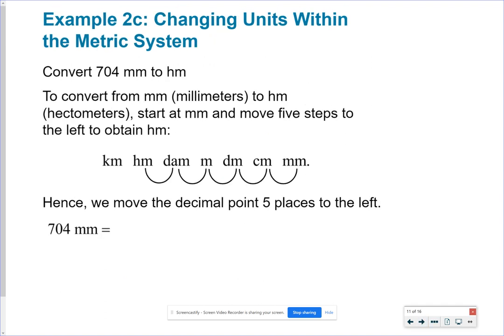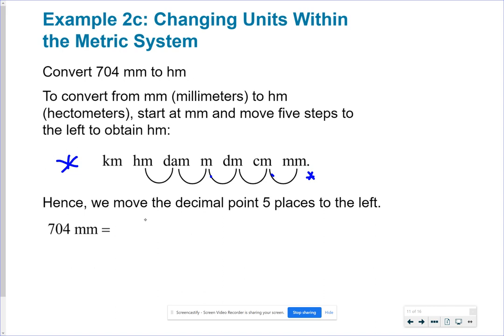All right, we're going to convert from 704 millimeters to hectometers. So we start at the millimeters. We have this little diagram. We're starting down at this end, and we're moving to the left. So we're going to move the decimal point to the left by 5 places because we go 1, 2, 3, 4, 5. In other words, we're dividing by 10 5 times.